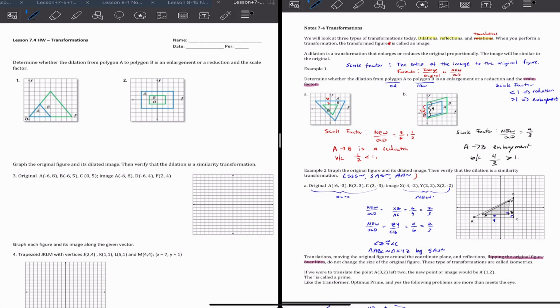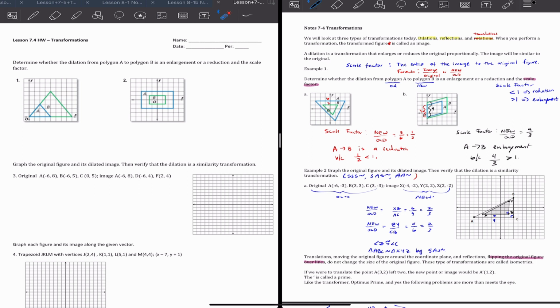7.4 homework, transformations. Determine whether the dilation from polygon A to polygon B is an enlargement or a reduction, and find the scale factor. We have two examples here. I'm going to refer back to the notes and tell you what you need to do. I'm not going to go through these problems whatsoever. I'm just going to refer back to the notes so you have an idea of what to do.